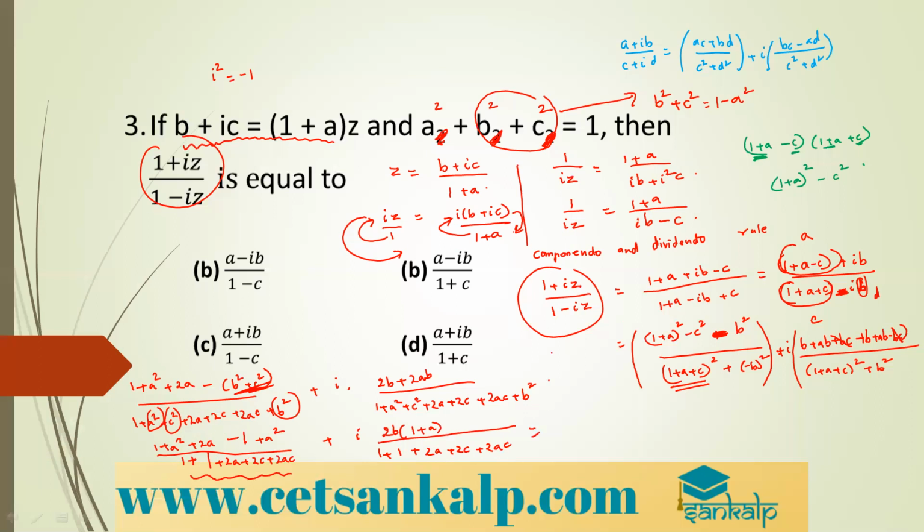Now further, if we simplify, 1 and minus 1 will cancel. I can take A common. Even now you can take common, or you can take later also. Next step, 2A square plus 2A I will write. Then I will write 2 plus 2A plus 2C plus 2AC. I'm writing one more step so that it will be clear to you: I into 2B into 1 plus A. Denominator same, 2 plus 2A plus 2C plus 2AC.